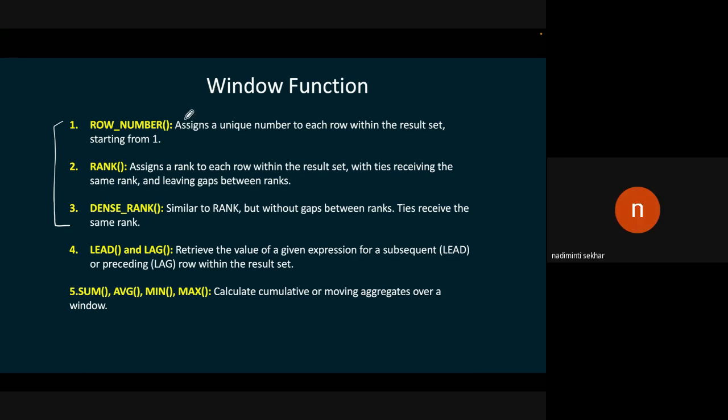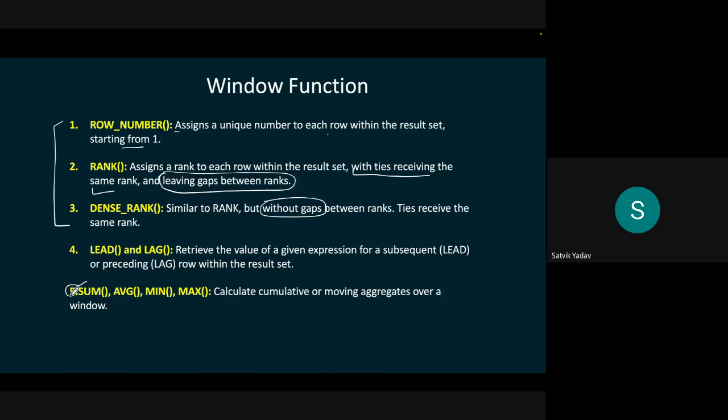Oh, like it's in simple English, right? It assigns a unique number to each row within the result set starting from 1. Rank assigns a rank to each row within the result set with ties receiving the same rank and leaving gaps between ranks. Correct? And dense rank is similar to rank but without gaps. Correct? This is the key difference. Okay, we'll cover lead, lag, and other functions later.